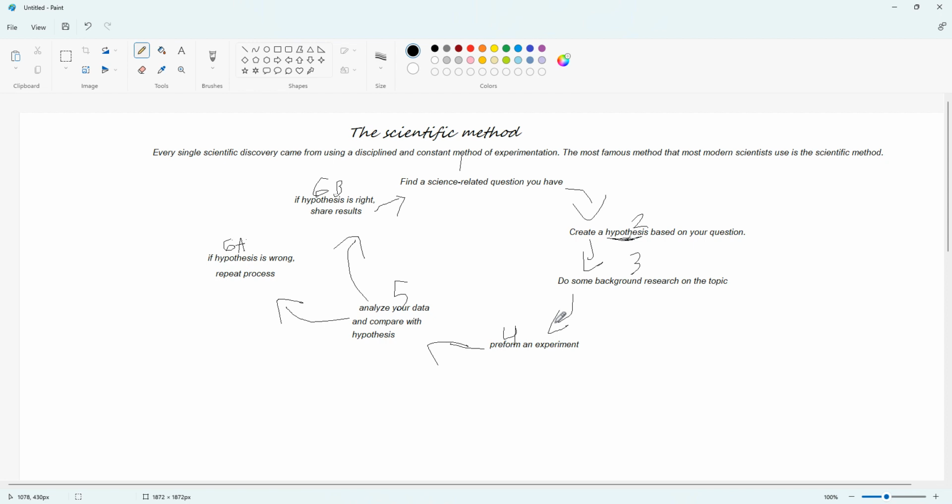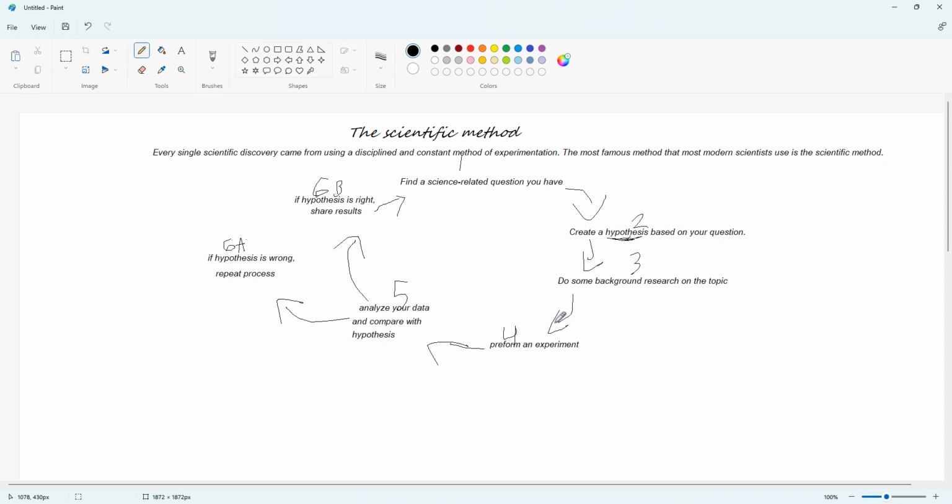Then you have to create a hypothesis based on your question. A hypothesis is kind of like an educated guess, or an inference, like in English grammar. So I could say, I think that ice cream melts on a hot day because the radiation from the sun is hitting the ice cream and causing it to melt because of the temperature change in the ice cream.